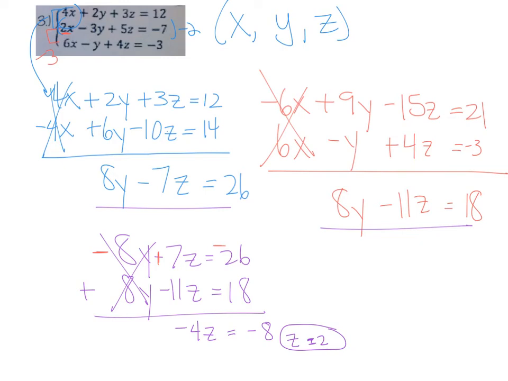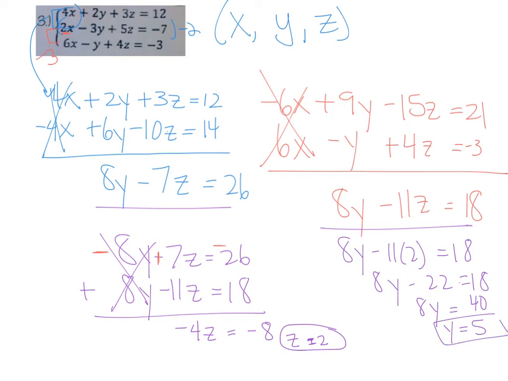What I can do from there is use this value of z, and I can go back to one of these two equations that just have a y and a z in it. So let's go back to this one, and we're going to plug in our value of z, which is 2. So that gives me 8y minus 22 equals 18, and then we can add and solve from there. So this is going to be 8y equals 40, so y equals 5.